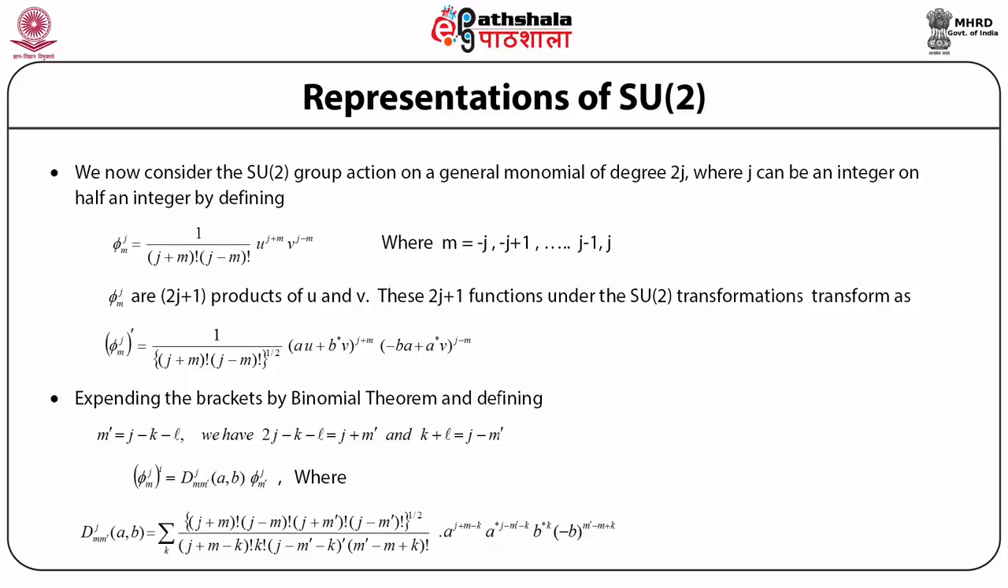which is the sum over all k's of [(j plus m) factorial (j minus m) factorial (j plus m prime) factorial (j minus m prime) factorial] to the power half, and the denominator is (j plus m minus k) factorial into k factorial into (j minus m prime minus k) factorial into (m prime minus m plus k) factorial, with the multiplication a to the power j plus m minus k, into a star to the power j minus m prime minus k, b star to the power k, and minus b to the power m prime minus m plus k. So all shown in the slide.